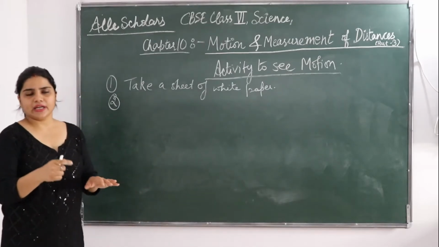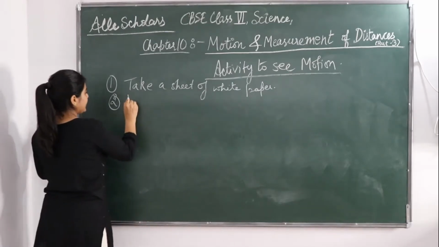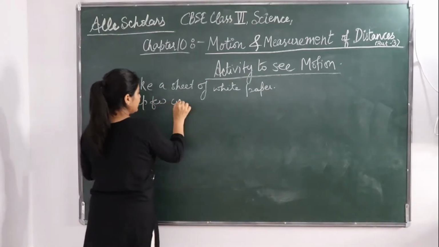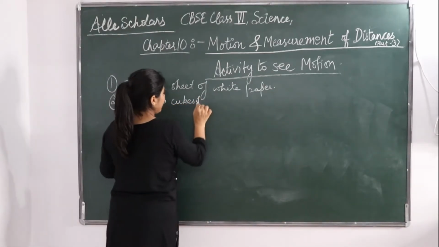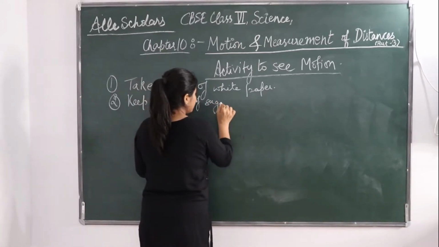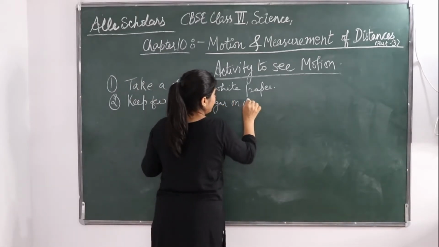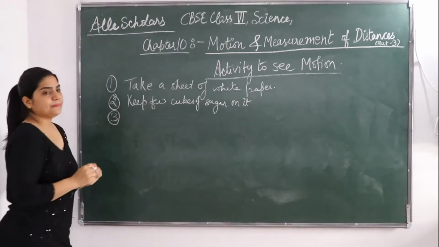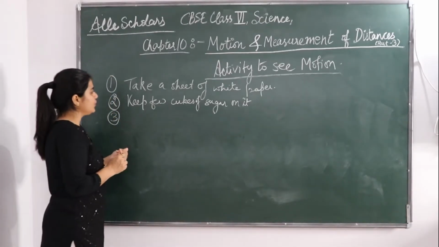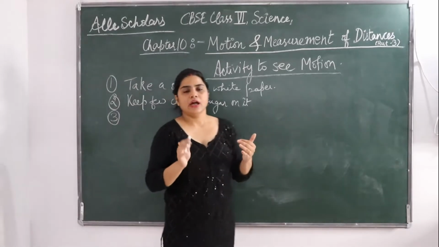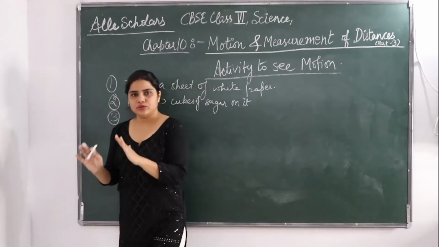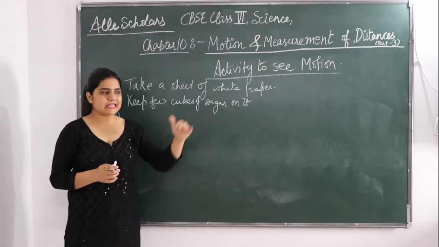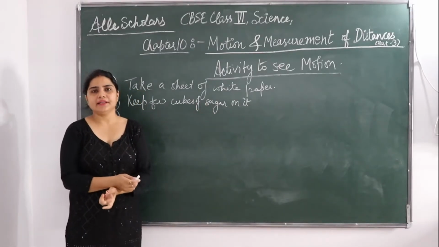कुछ शुगर के क्यूब्स आपको उसके ऊपर रखने हैं, keep a few cubes of sugar on it, okay. Next what you have to do is that you have to keep that sheet of paper along with the sugar cubes on a place where there is a chance that ants can come.